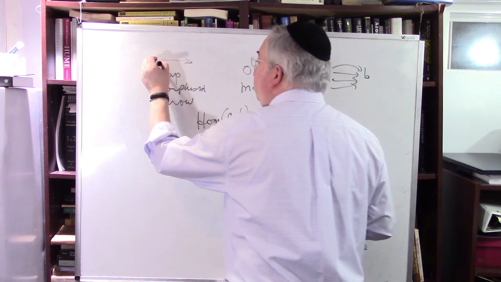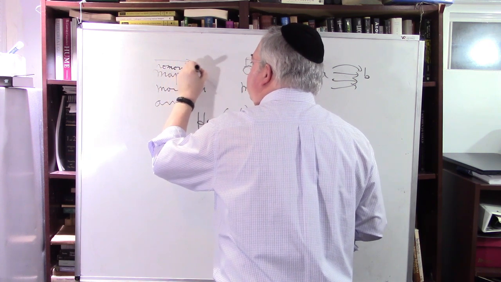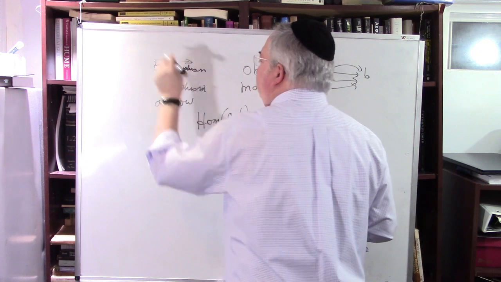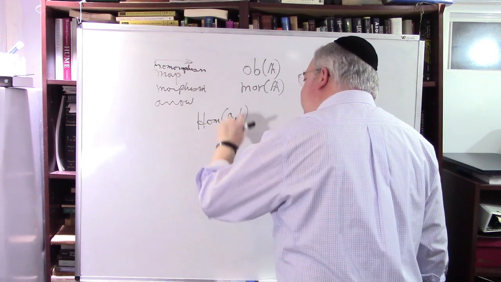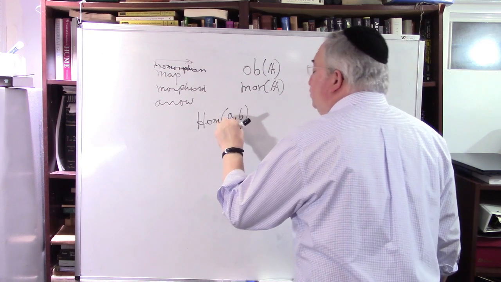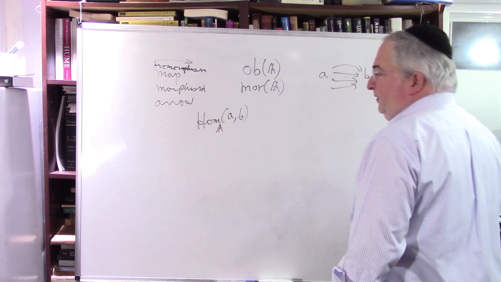By the way, maybe we should write it like that. Homomorphisms is another thing, but we don't really use that. But maybe we should. So you could talk about the collection of homomorphisms whose domain is A and codomain is B.